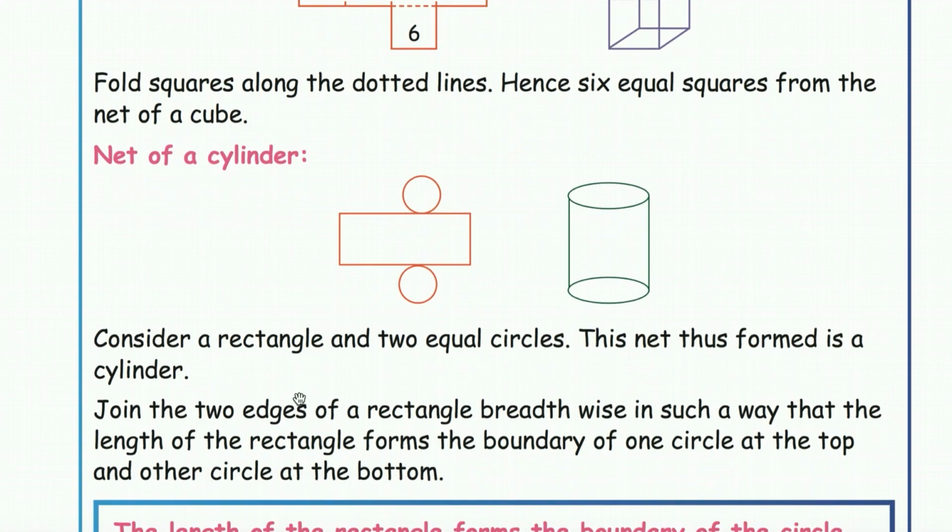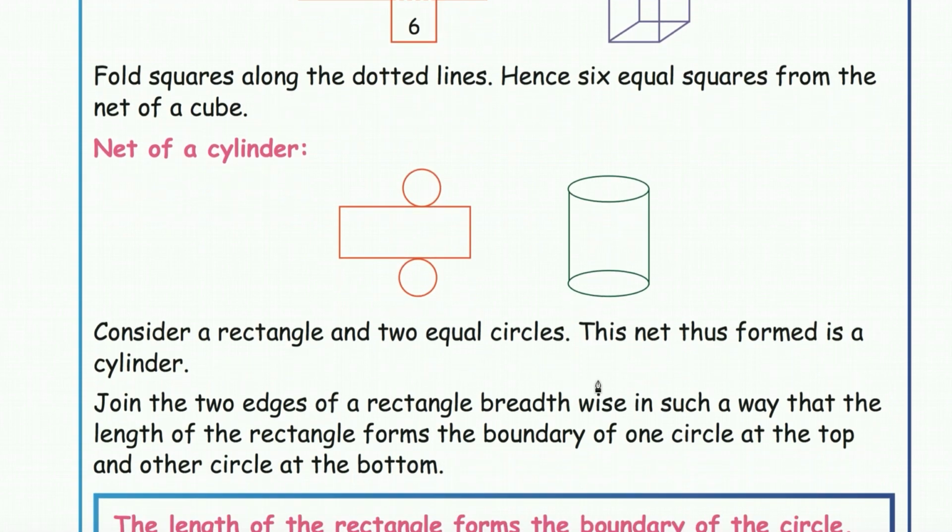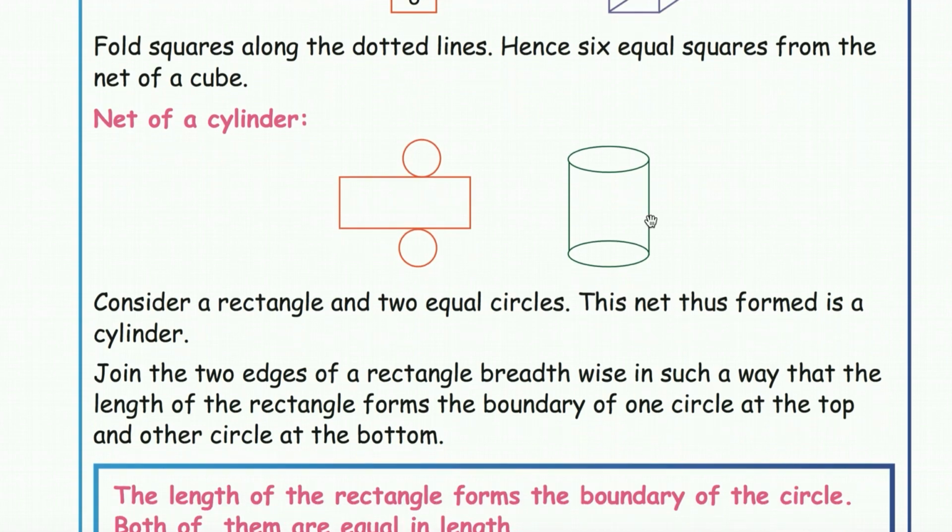Consider a rectangle and two equal circles like this. The net thus formed is a cylinder. Join the two edges of the rectangle breadthwise in such a way that the length of the rectangle forms the boundary of one circle at the top and the other circle at the bottom. If you fold it like this, you will get a cylinder. That is what he is saying.